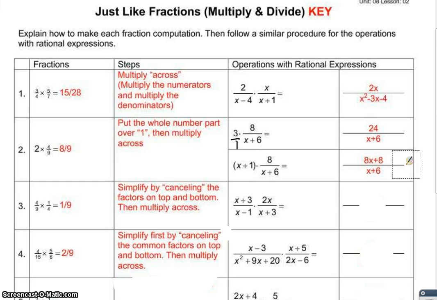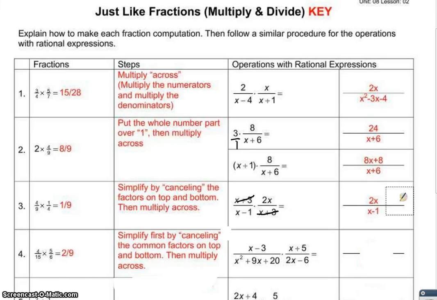Okay, looking at the third rule. The third rule says that I'm able to cancel the factors on the top and the bottom. So here I'm going to cancel both the x plus 3 and the x plus 3, and then multiply what I have left. What I have left is 2x over x minus 1.